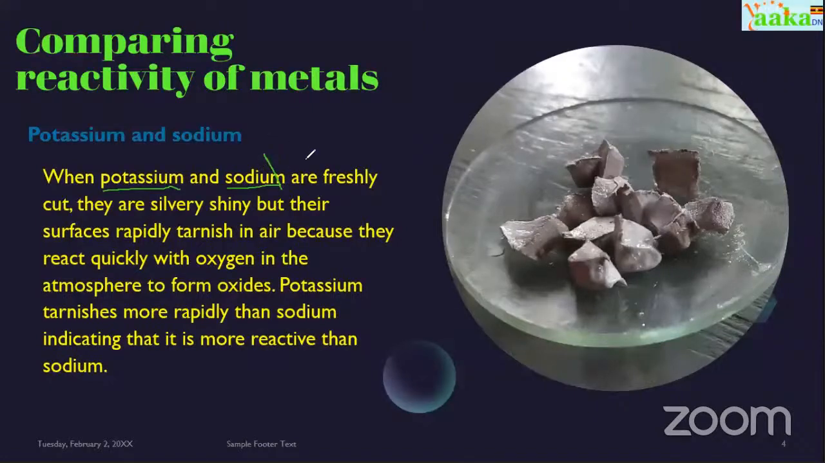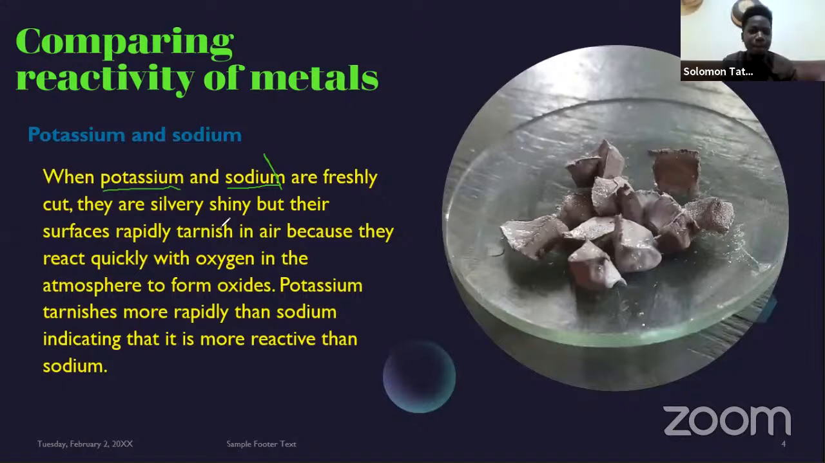So when they are freshly cut, they are silvery and shiny. They're very, very shiny metals. But their surfaces rapidly tarnish, meaning they lose that shininess in air because they quickly react with oxygen in the atmosphere to form oxides. Potassium tarnishes more rapidly than sodium, indicating that it's more reactive than sodium.